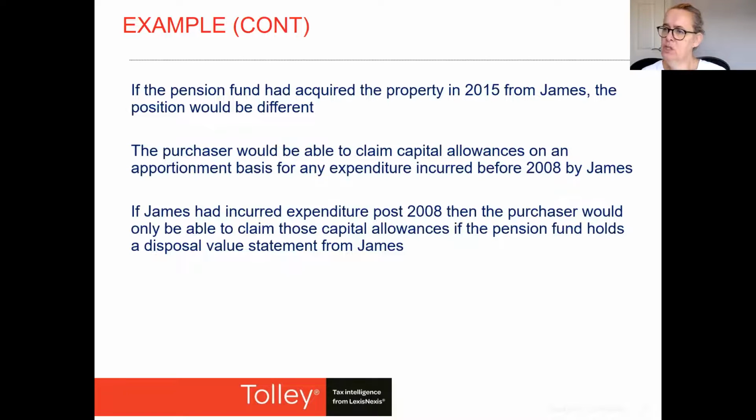For any expenditure that James has incurred post 2008, then you'd only be able to claim capital allowances if the pension fund's got a disposal value statement from James. So again, by 2015, these provisions were still very vague in many people's minds. So I'm not sure necessarily that it is going to be straightforward to get that.